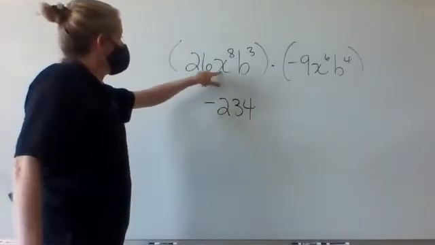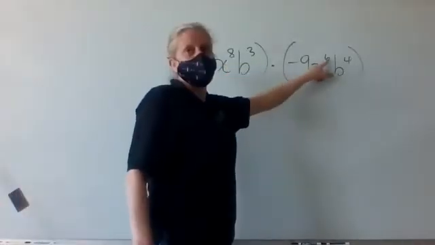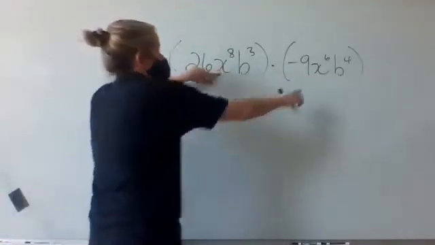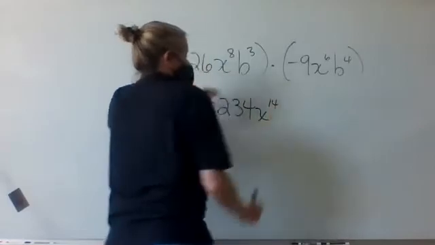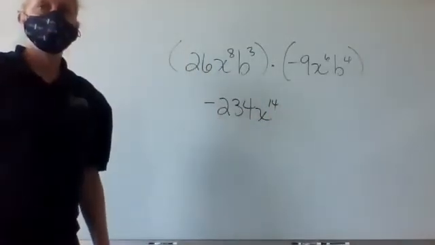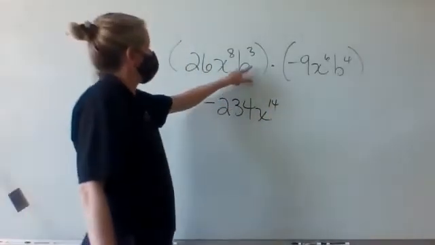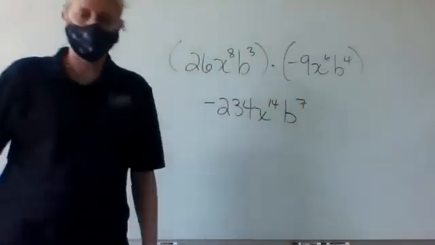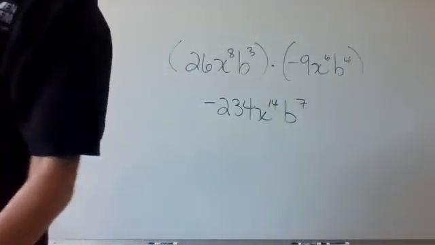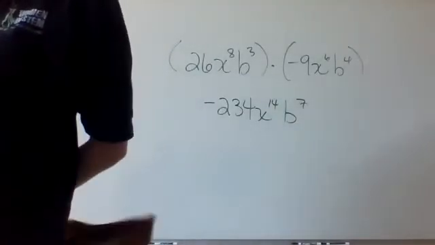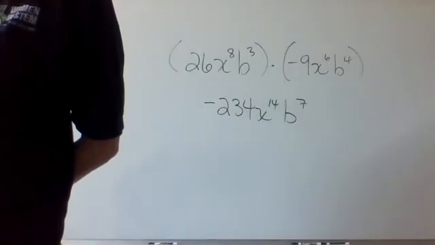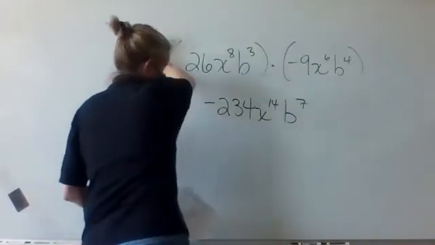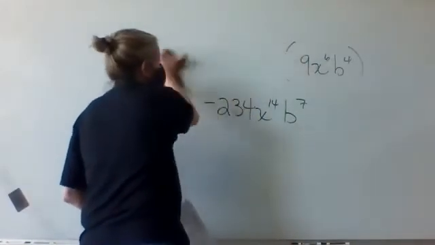Do your exponent rules. X to the 8th times x to the 6th. Same bases, so I'm going to add their exponents. That gives me x to the 14th. And then my b's: b to the 3rd times b to the 4th gives me b to the 7th. Number 5.